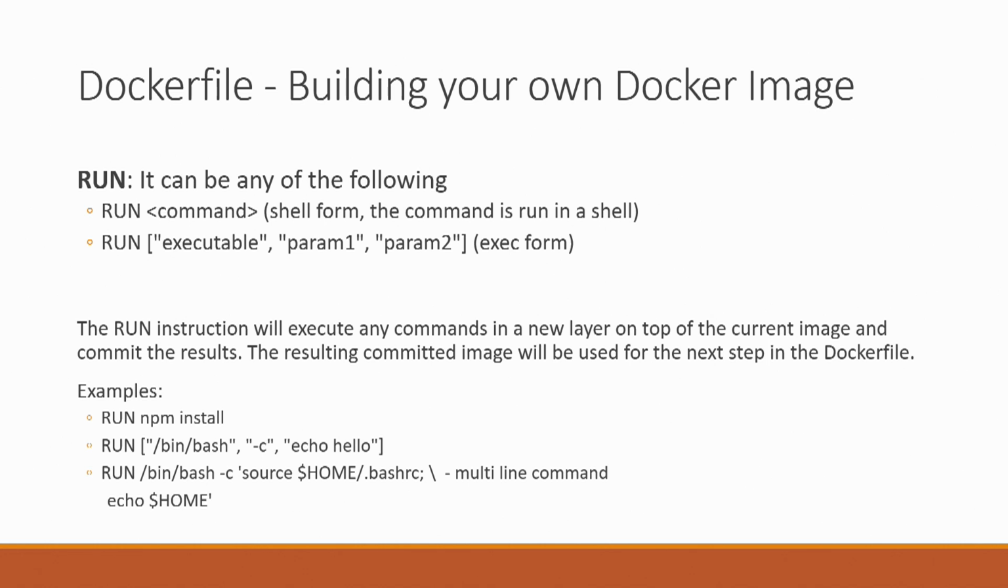We want to build layers on top of our base image. So we want to maybe install something on our base image. That's why we use the RUN command. The RUN instruction will execute any command in a layer on top of the current image and commit the results.